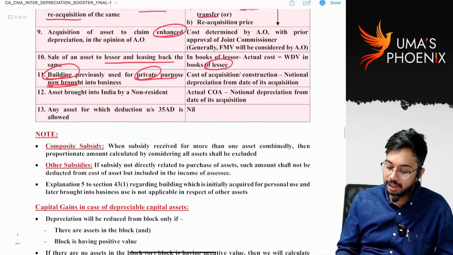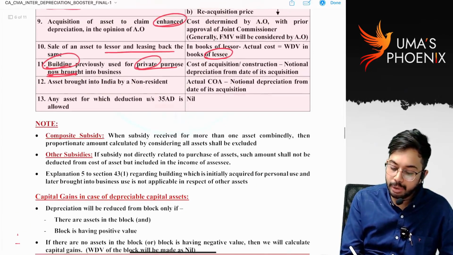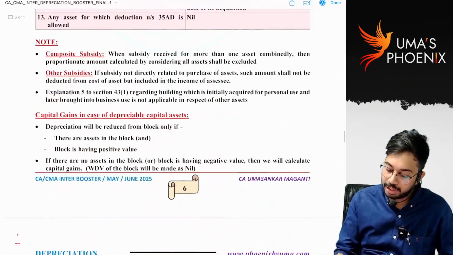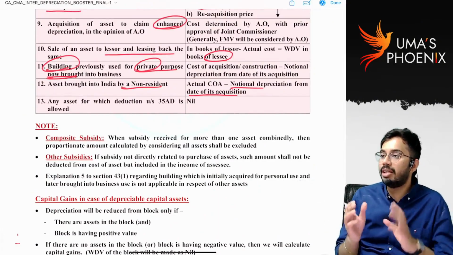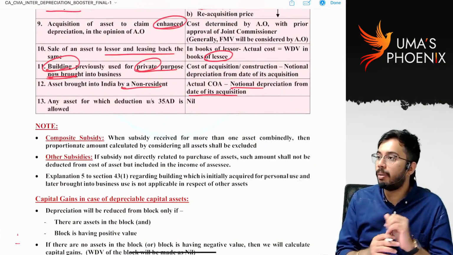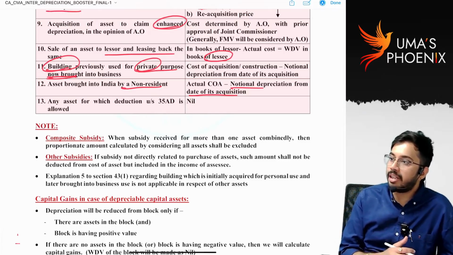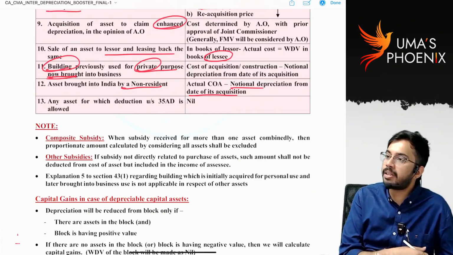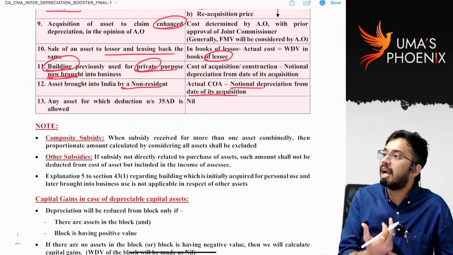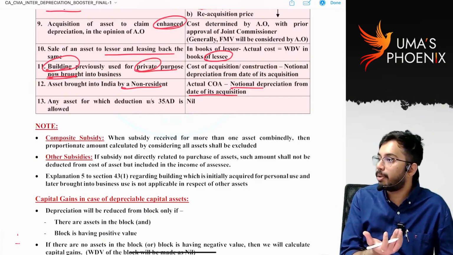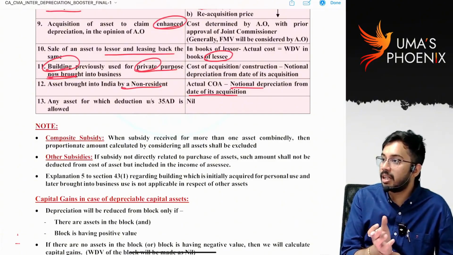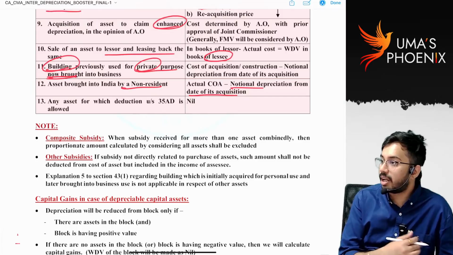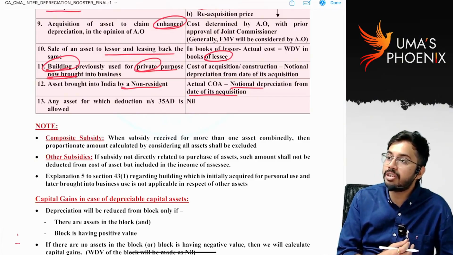Is it clear? Next. Asset brought into India by a non-resident. Actual cost of acquisition minus notional depreciation from date of its acquisition. For example, in 2018 I purchased one laptop in USA. Assume I am a non-resident. I purchased that laptop for personal purpose. On 1st April 2020 I started my profession. In my profession I am using that laptop. That means a personal asset is converted into a business asset, a capital asset. Are you able to understand? In such a case, cost of acquisition is equal to original cost of laptop minus notional depreciation.